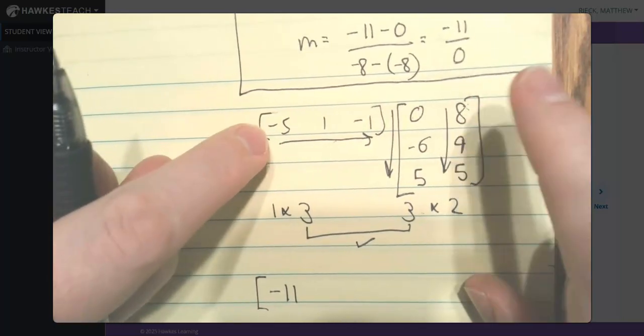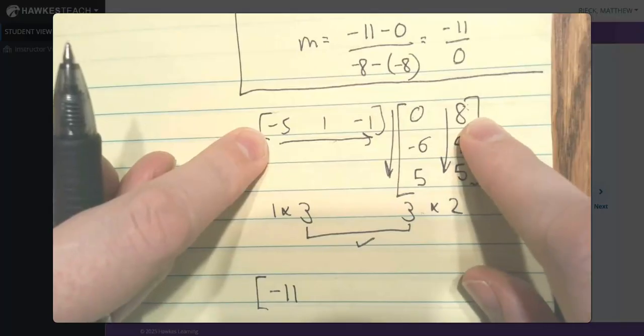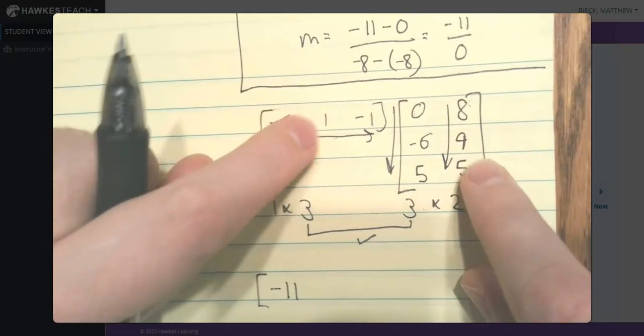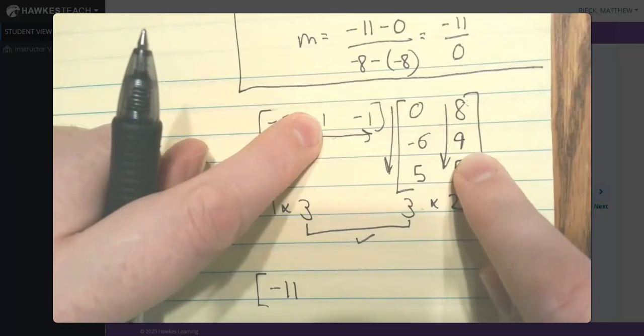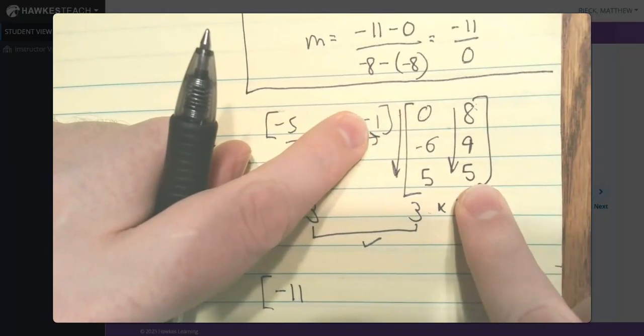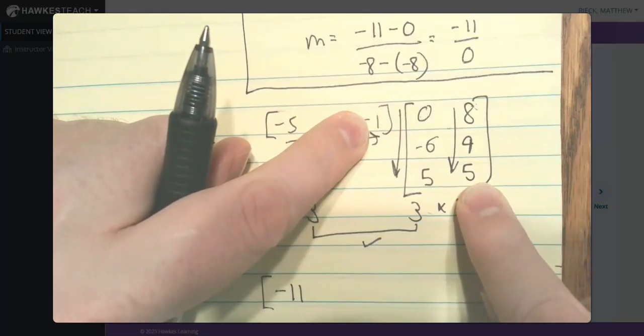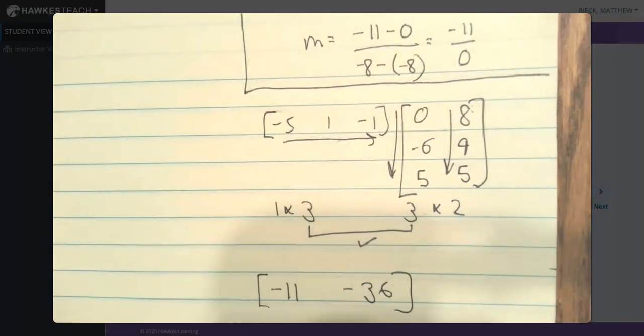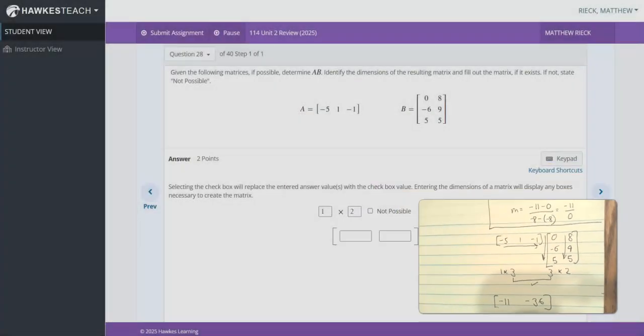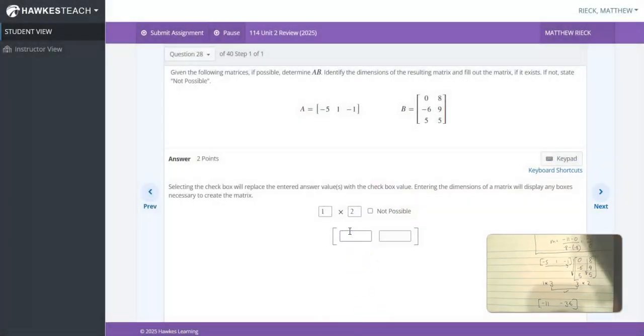And then for the second column, we have negative 5 times 8, which is negative 40, plus 1 times 9, so we're at negative 31, plus negative 1 times 5 again. So negative 31 plus negative 5 is negative 36. So we have negative 11, negative 36.